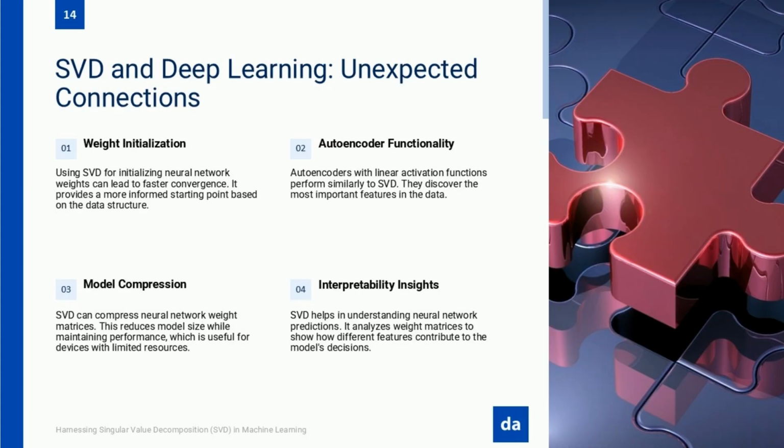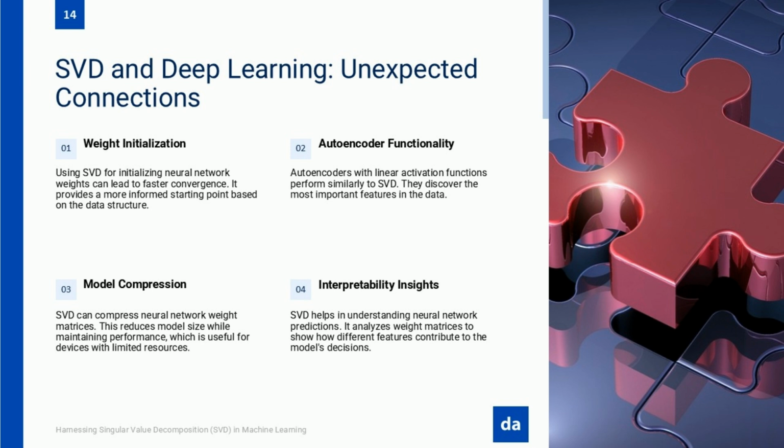There's an unexpected revelation hiding at the intersection of classical linear algebra and modern deep learning. Despite the perception that neural networks represent a fundamental departure from traditional machine learning approaches, the mathematical principles of SVD continue to silently influence how deep learning systems operate and perform. At first glance, neural networks and SVD appear to be distant relatives in the machine learning family. Neural networks build complex, nonlinear representations through layers of interconnected nodes, while SVD offers a clean, interpretable matrix decomposition.